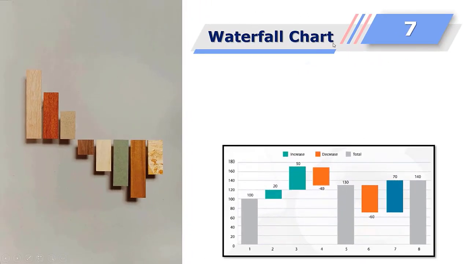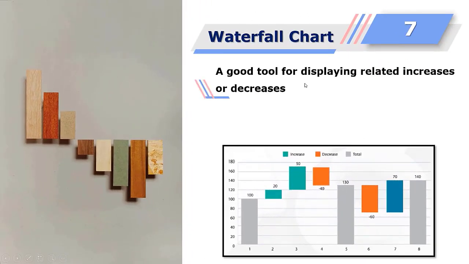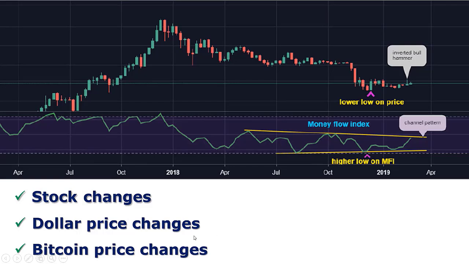The sequence chart, or waterfall chart, is a good tool to show the increases or decreases that are connected to each other, and it is a practical chart for business. For example, this chart that you see here can be used for stock changes, dollar price changes, Bitcoin price changes.